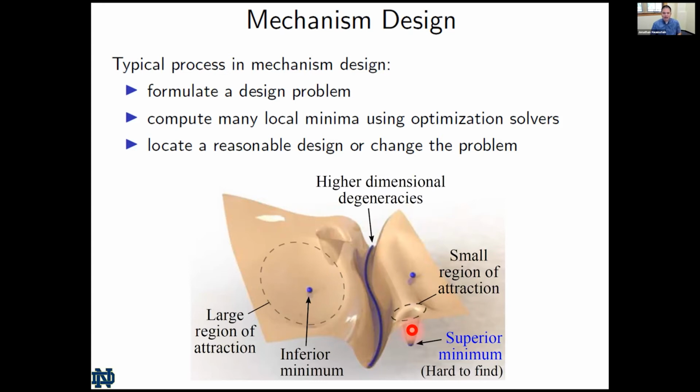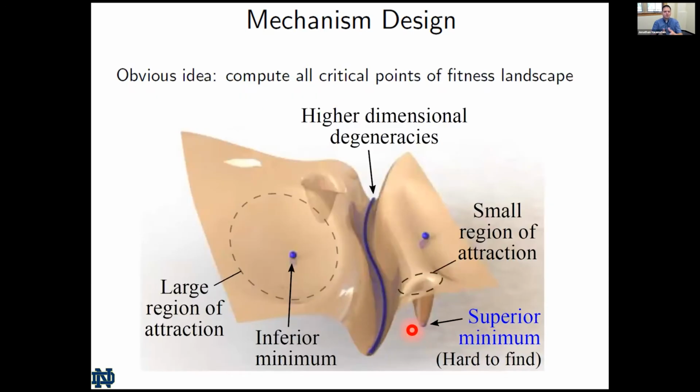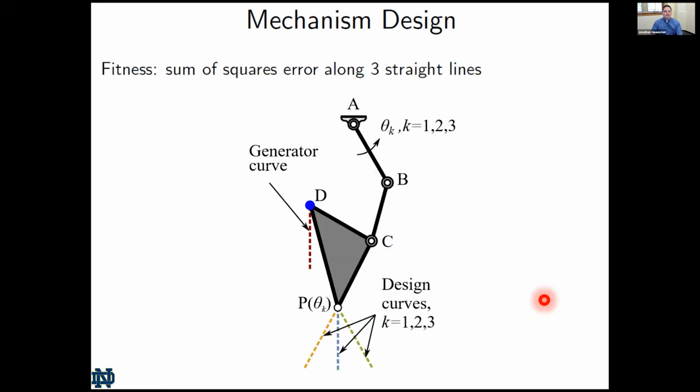And so the obvious idea is, let's use homotopy continuation to compute all of these critical points and analyze them. If we have the whole library of them, then we can decide which ones are good and which ones are bad. We don't have to worry about basins of attraction because we're going to use these homotopy paths to converge to them. So let's apply this to a problem.